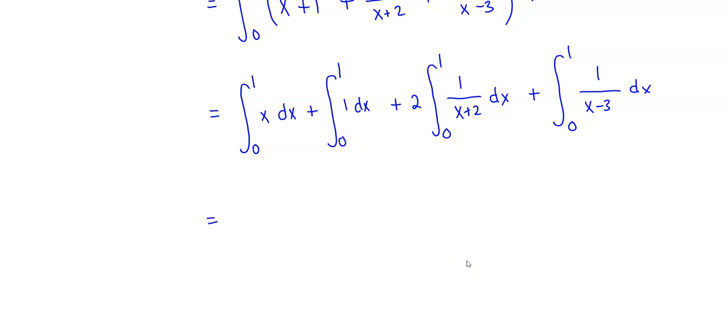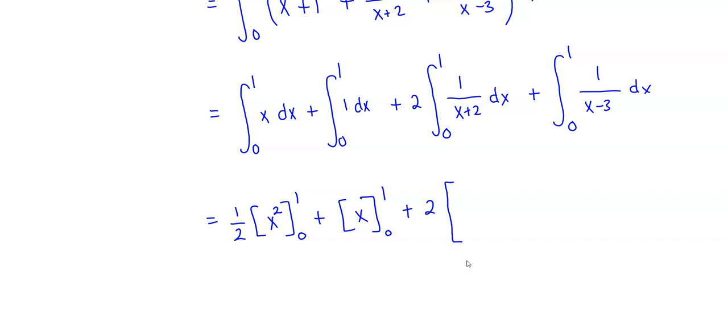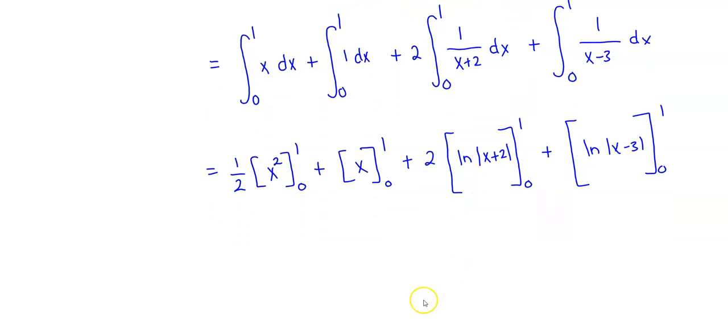So what is the antiderivative of x? Well, it's going to be 1/2 times x squared going from 0 to 1. Plus the antiderivative of 1 is x, so it's going to be x going from 0 to 1. Plus 2 times the antiderivative of 1 over x plus 2, which is the natural log of the absolute value of x plus 2 going from 0 to 1, plus the antiderivative of 1 over x minus 3, which is the natural log of the absolute value of x minus 3 going from 0 to 1.